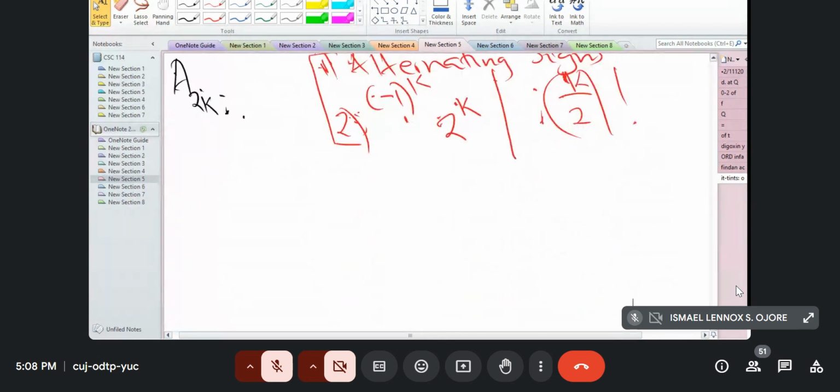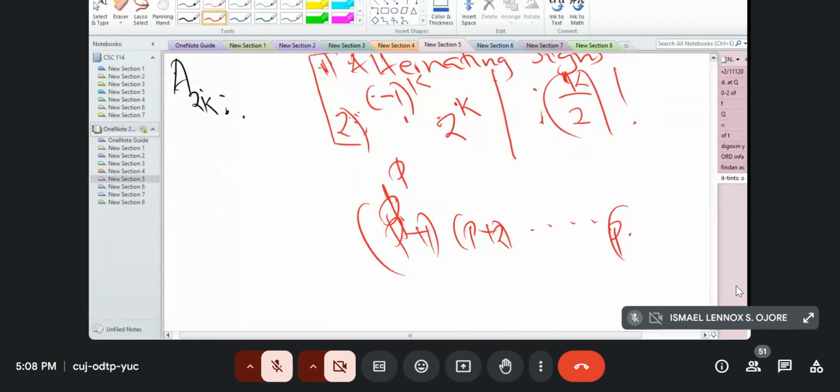So what will be the pattern? You'll have a p plus 1, p plus 2, all the way up to, what is the formula for the last term? P plus k over 2. P plus k over 2.